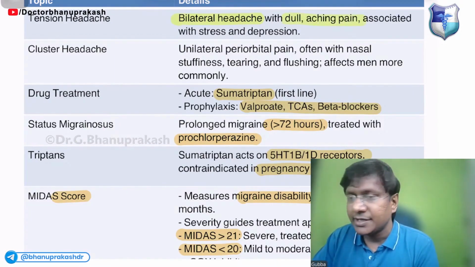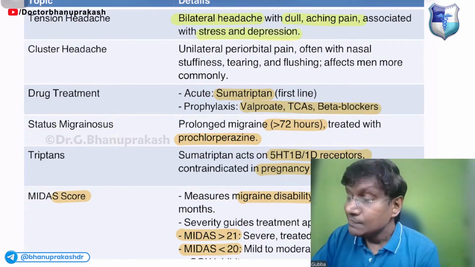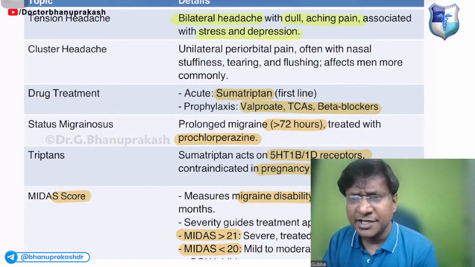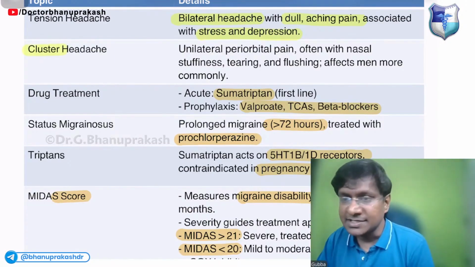This particular tension headache is a dull aching pain that is usually associated with stress as well as depression. And this tension headache gets relieved by taking rest or just by taking a simple paracetamol. Whereas you take cluster headache.